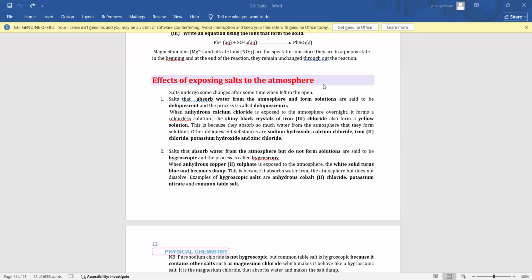And the second question is, what would you expect to observe if barium chloride and sodium sulfate solutions are mixed?